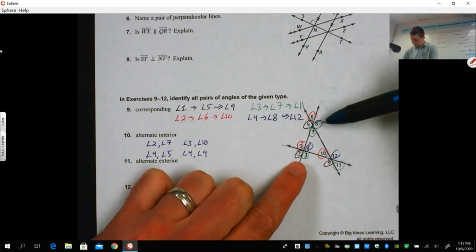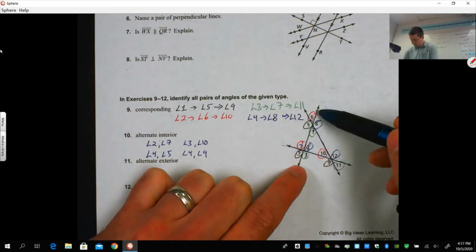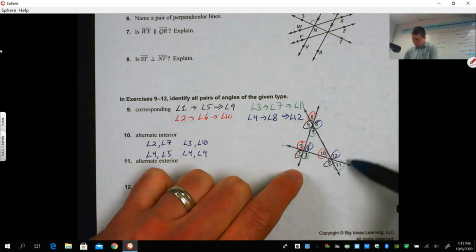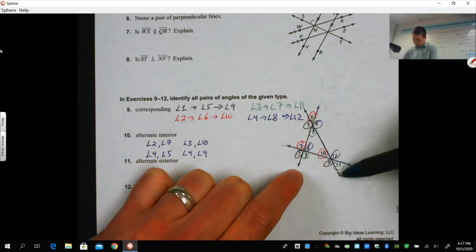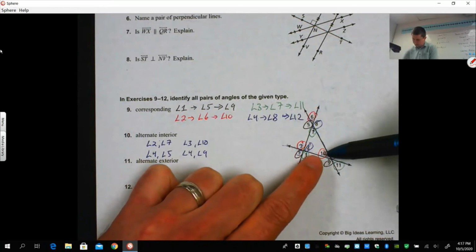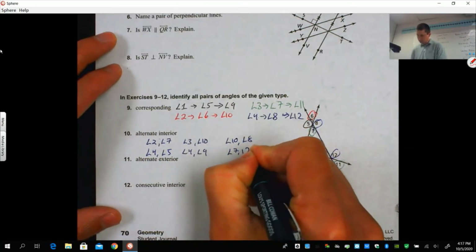And the other 2 lines, so I did this one and this one. I need to do this one and this one. That one and that one. So here's my transversal. This is my transversal now. So the angles have to be on there. So that'd be 10 and 8, 7 and 12. 10 and 8, angle 7, angle 12.